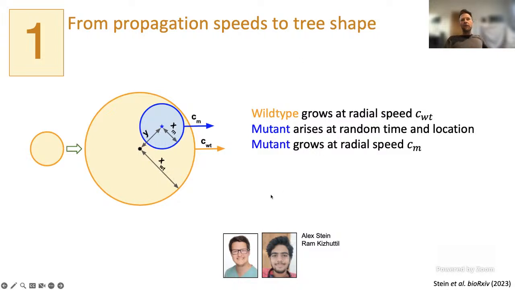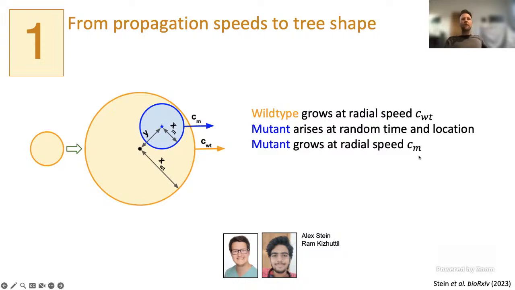And what we then assume is that as the wild type is growing, at any time we can have a mutation occurring, and that is shown here in blue as a little blue star. So the mutant arises at a random time and at a random location within the yellow ball, and the mutant grows at some other speed, c_M.